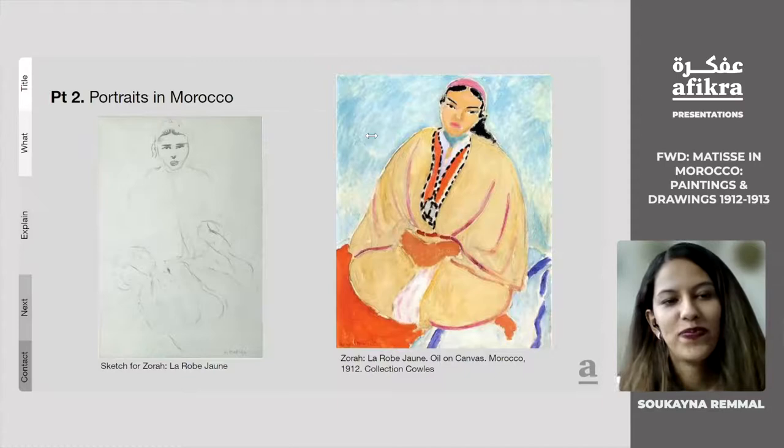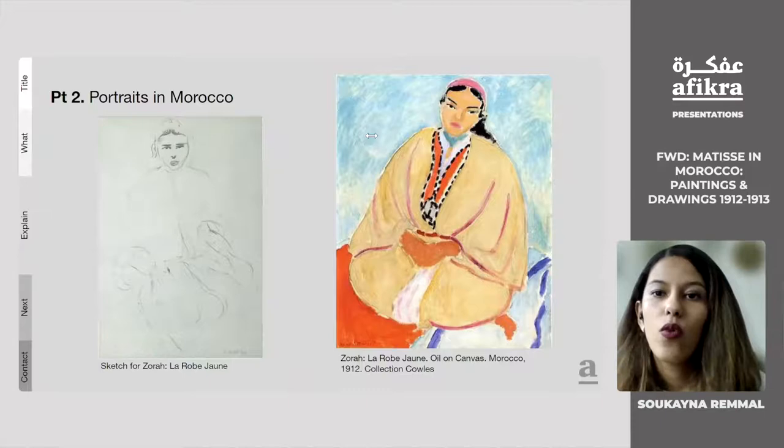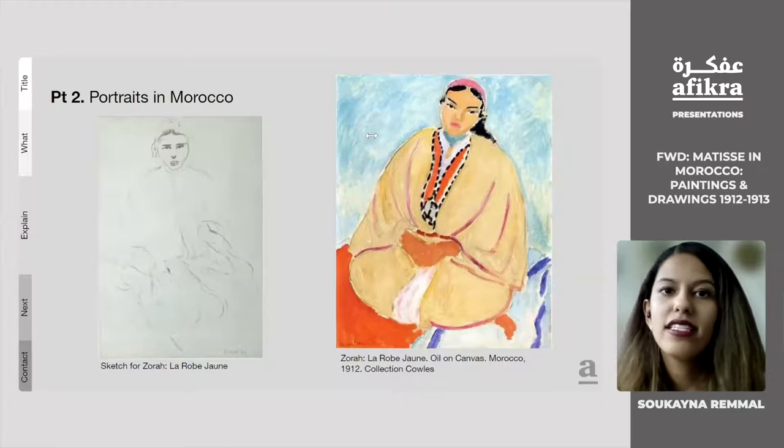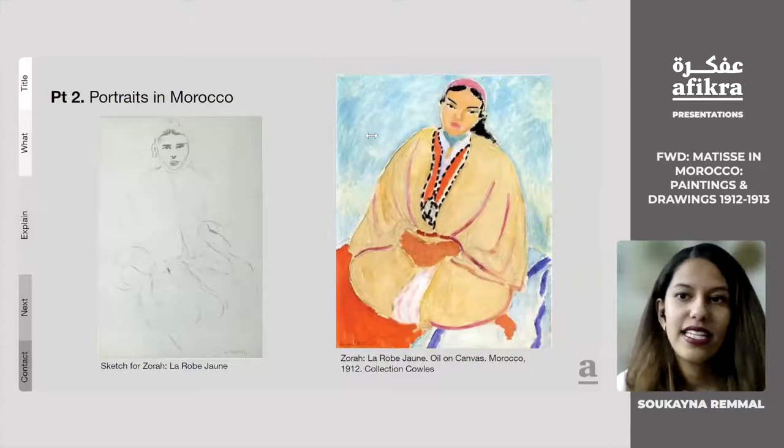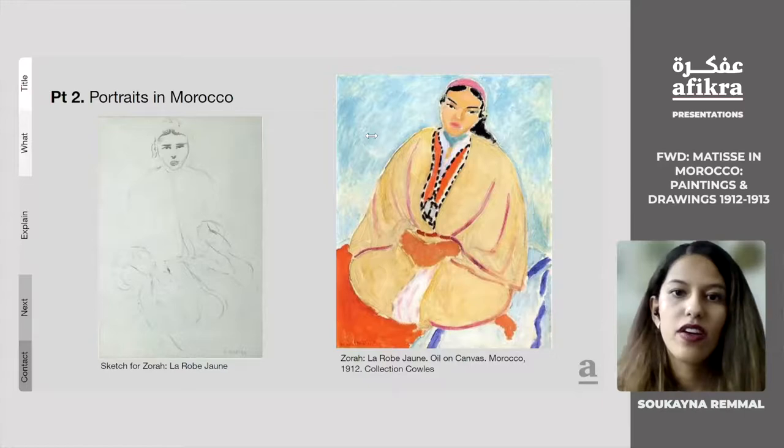And that's it. One of the most important elements that I want to highlight here is that when in Morocco, Matisse was not able to find anyone who would pose nude for him. And instead of making it up, as a lot of Orientalists would have, he just stayed faithful to the reality of the situation and painted people in their traditional garments.